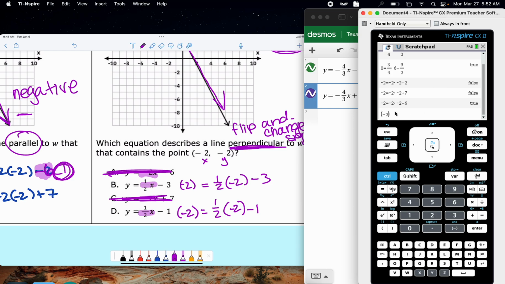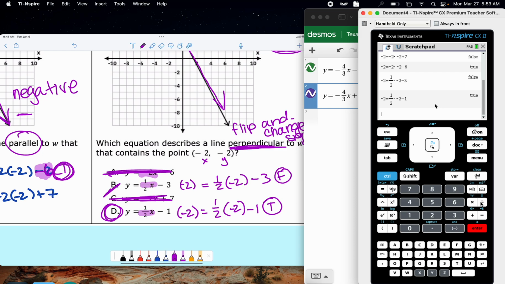So you have parentheses -2 equals control divide 1/2, -2 minus 3. That gives you false. Then for our next one, we have negative parentheses -2 equals control divide 1 divided by 2, -2 minus 1. That gives you true. So my answer would be D. That's the only one that gives me true.